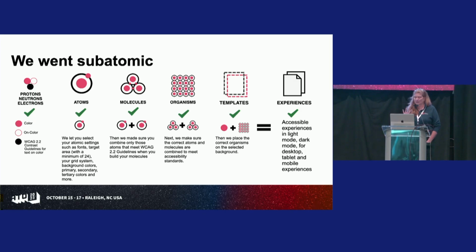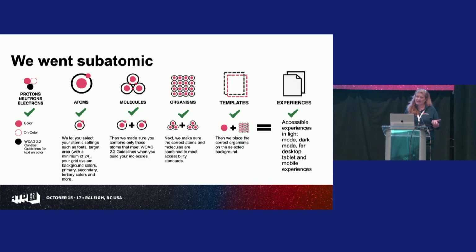Now, when you put your atoms together to create molecules, for example, for a button, we'll only let you pick colors that will actually create an accessible experience, which means your buttons need to have a contrast of 3:1 to your background. So when you decide what your background's going to be, we help you create that shade and a slightly lighter shade, and we make sure your buttons fit on top of there and are accessible.